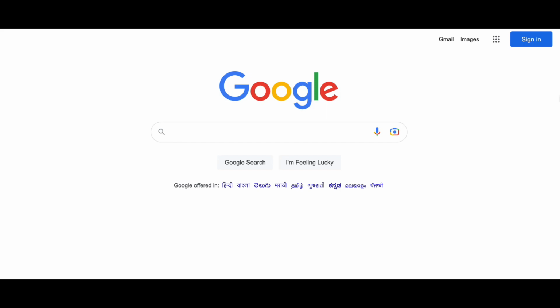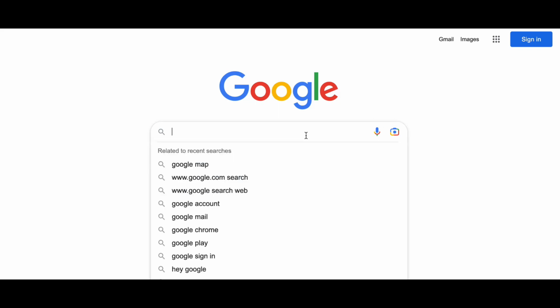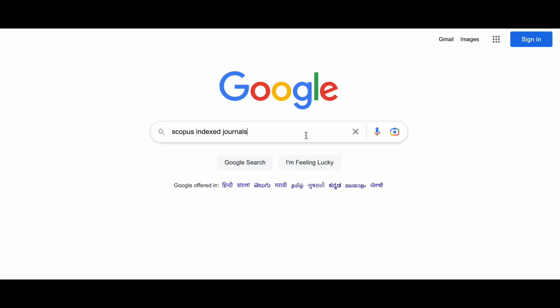In this video, I'm going to show how to find Scopus Indexed Journals and how we can identify the right journal for our research paper. So we'll begin with searching for Scopus Indexed Journals.